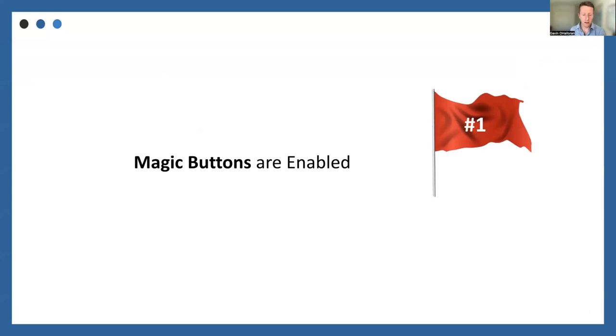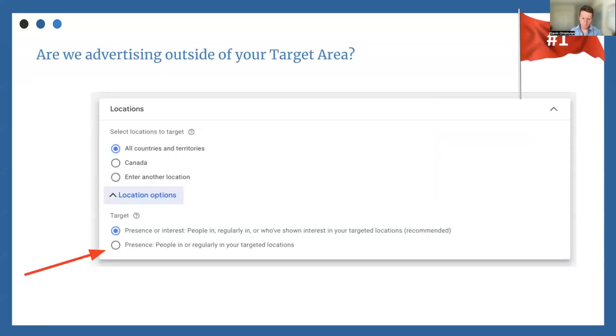So did you know that inside of Google Ads, there are magic buttons, and some of these buttons are enabled by default, and sometimes they're pretty well hidden. And if you don't disable them, you could be in a lot of trouble. So in the location settings, the first one here, presence or interest: people in or regularly in or who have shown interest in your targeted area. The first toggle there doesn't necessarily mean that someone's in your area. So if you're trying to only work with customers in your city, in your area, the top one is not the one to choose, because this is people who have shown interest.